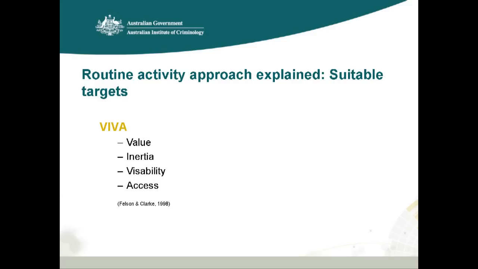So in relation to the case study outlined earlier, the suitable target is the funds contained in Craig's bank account, as well as his mobile phone number, because that was used in order to commit the offence. Felson and Clark explained target suitability using the VIVA model. Value refers to the value of the item to the offender. Inertia is the weight of the item. Visibility is the exposure of items to the offender, while access is the ease with which an offender can get to a target.